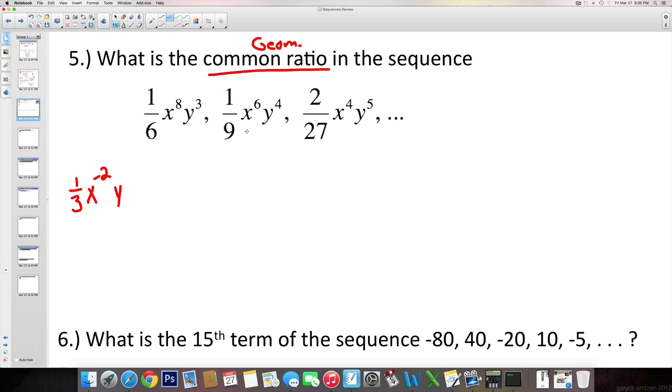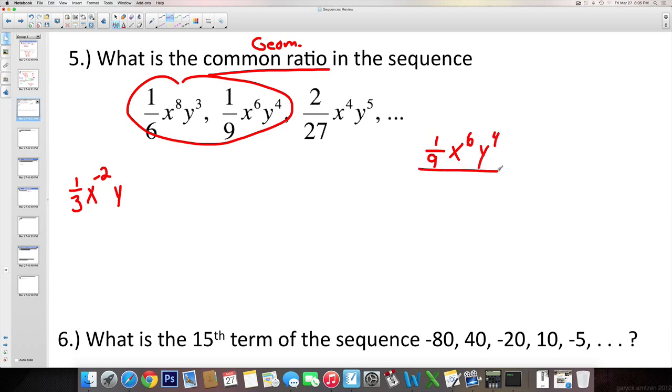That might be hard to realize, but what you can do is take a term and divide by the previous one before it. So 1/9, x to the 6th, y to the 4th, divided by the previous term, which is 1/6, x to the 8th, y to the 3rd. So just put this in your calculator. Do the numbers first. So when you do that, you can just go ahead and put that right in your calculator, and you wind up getting 1/3.